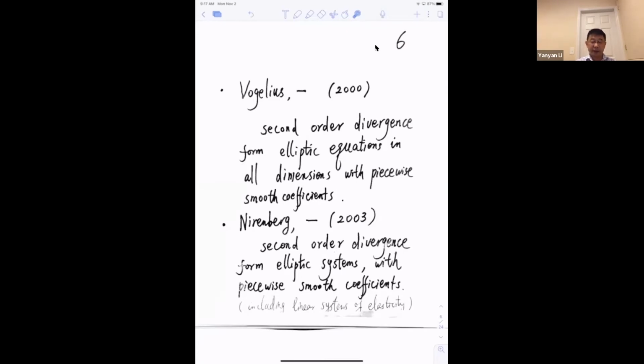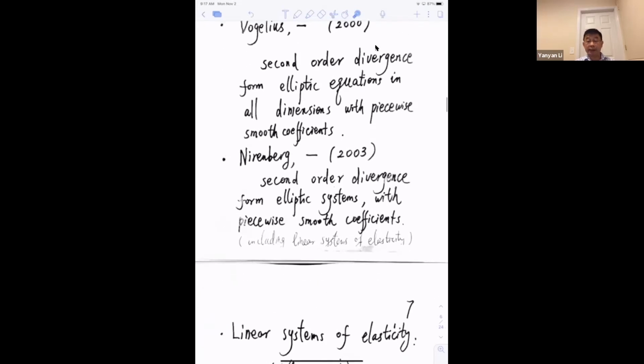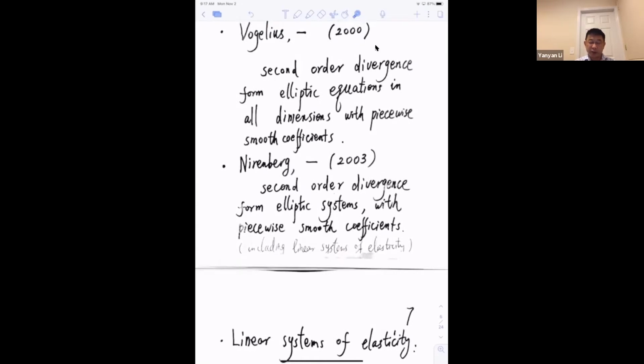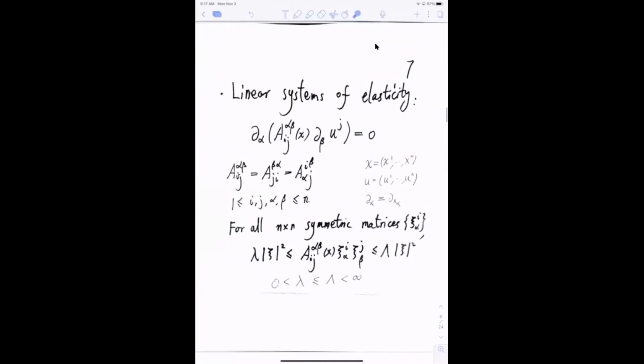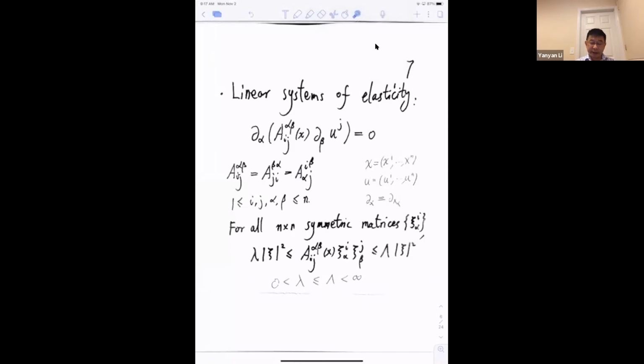So one needs to do it differently. Then with Louis Nirenberg, we proved such a result for divergence form elliptic systems with piecewise smooth coefficients, which include the linear system of elasticity. The linear system of elasticity is such an equation. The number of unknowns is u1 through un, and the number of equations is the same, so we have n unknowns and n equations.